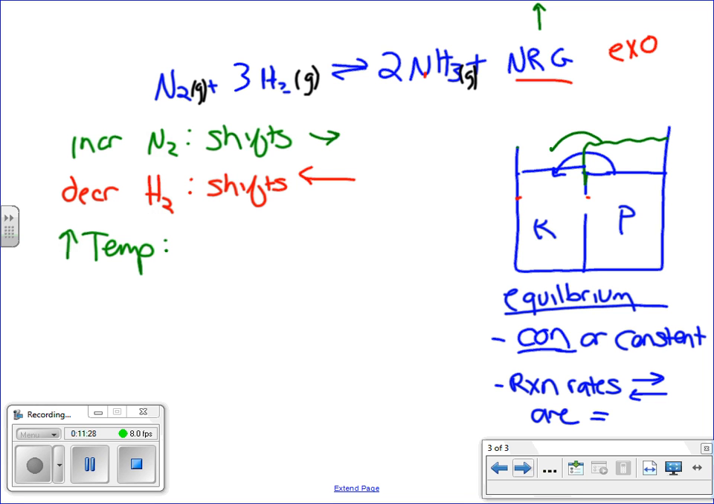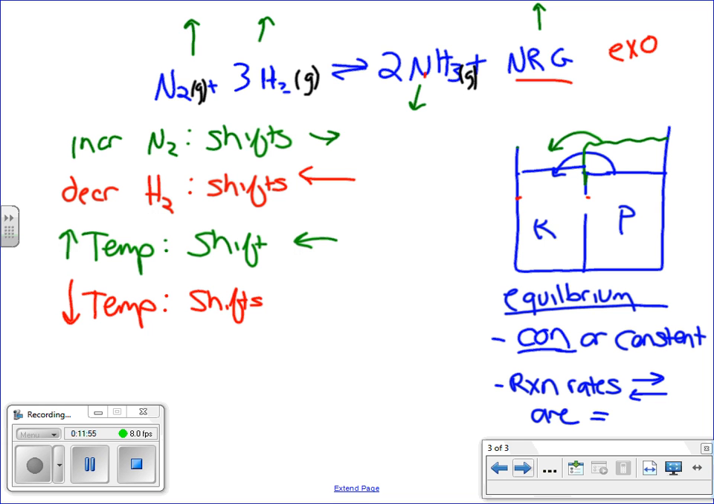And it's going to spill this way. It's going to spill to the left. I'm going to have too much on the right, so I've got to spill to the left. So this is going to shift this way. What's going to happen to my concentrations is my NH3 is going to get used up because I'm shifting to the reactants, and both reactants are going to be produced. Okay? If I were to decrease temperature, this shifts to the right.